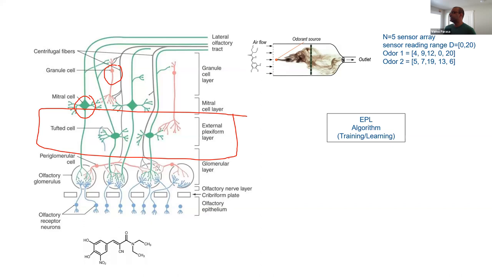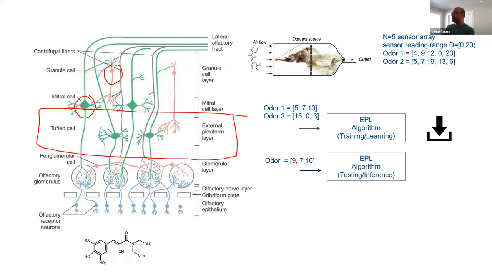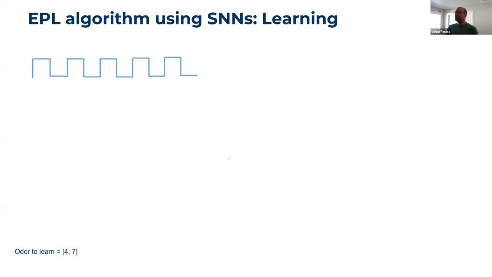The EPL algorithm is such that when you're given these different arrays of integers, which correspond to different odors, you learn them. After learning, when I give a noise-corrupted version, say 9 instead of 5, 7, 10, which is odor 1, some of the sensor readings could be corrupted because of noise. When we pass in this occluded array of integers, the algorithm should be able to recall that this is odor 1, which is 5, 7, 10, and clean up the odor. This is what the EPL algorithm does from an algorithmic and mathematical perspective.